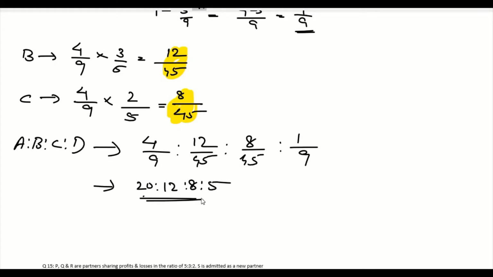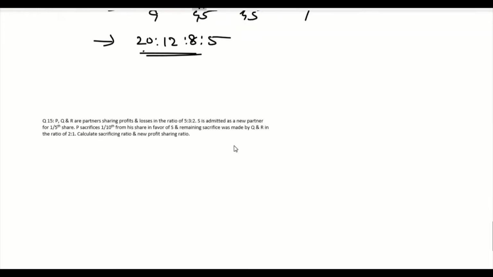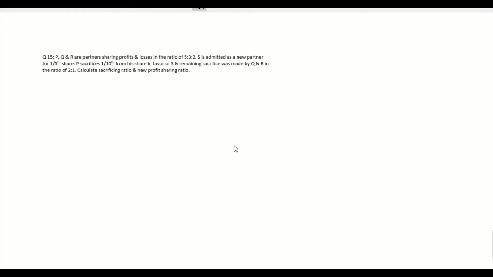Okay, now let's move on to the next question. Question number 15. P, Q, and R are partners sharing profit and losses in the ratio of 5 is to 3 is to 2. S is admitted as a new partner for 1/5 share. P sacrifices 1/10 from his share in favor of S, and remaining sacrifice was made by Q and R in the ratio of 2 is to 1. Calculate sacrificing ratio and new profit sharing ratio.